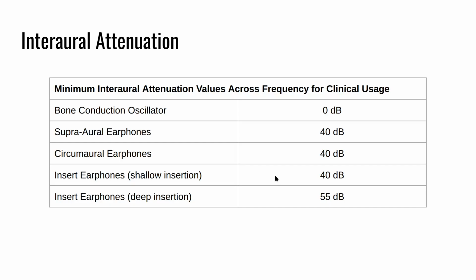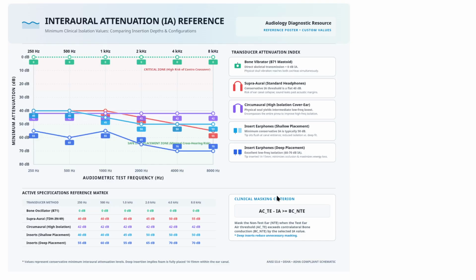If you have a patient with shallow insertion of an insert earphone, I would recommend that you treat it as 40 dB intraoral attenuation so as to err on the side of caution. If you want to know what actual intraoral attenuation values are based on the newest available data that I've compiled, not from the textbook, this is frequency-specific intraoral attenuation values. They show it in graphical form here on the top and in tabular form here on the bottom. You can see that across the board, it is 0 dB for bone conduction oscillators, which is what we'd expect.